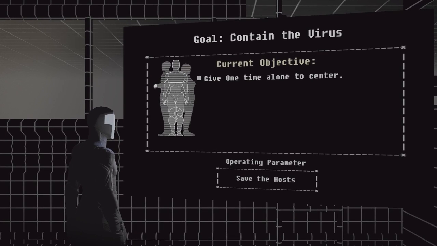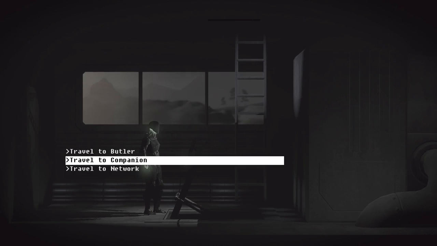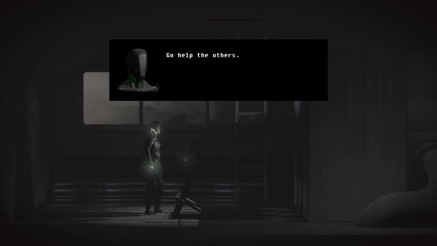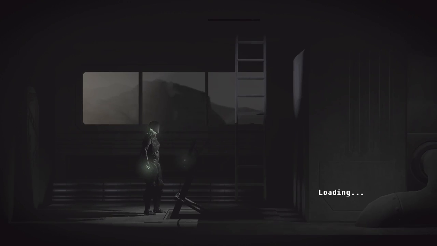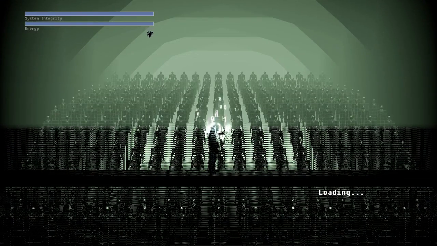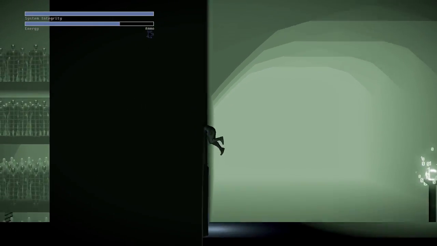Give them one. Okay, this one's even more blatant than the other ones. You just gotta leave them alone. Let's take a peek in the network. Go help the others. Let's go take a peek in the network. I assume those red doors are open now? Okay, there was one.